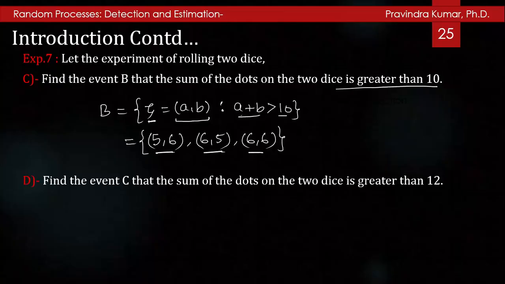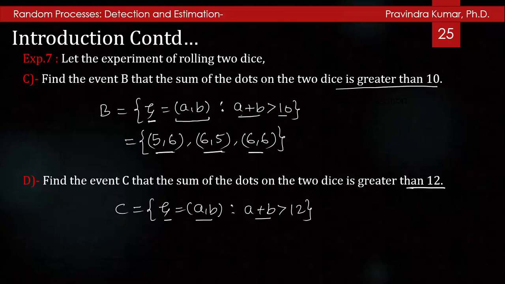And another: find the event C that the sum of the dots on the two dice is greater than 12. So here C will have the sample points which are pairs (a, b) such that a plus b is greater than 12. Because there is no such pair where the sum of the dots on the two dice is greater than 12, it will be the null set. So the event C is the null set.